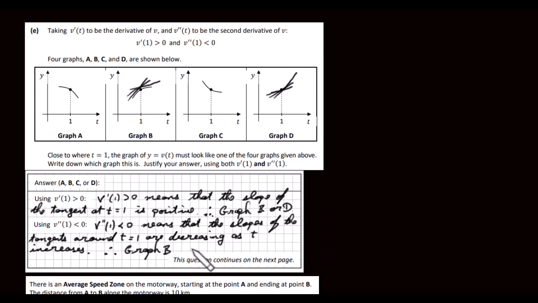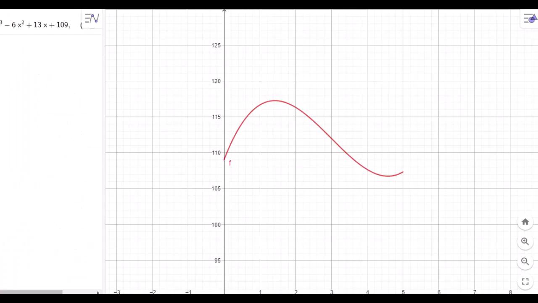So I think that's just about it. I did draw or put into GeoGebra the actual graph itself. This is it here. Now we can see this is t is equal to 0, t is equal to 1, t is equal to 2, t is equal to 3, 4, and 5. So you can see at t is equal to 1 around here that this looks like graph B rather than graph D.